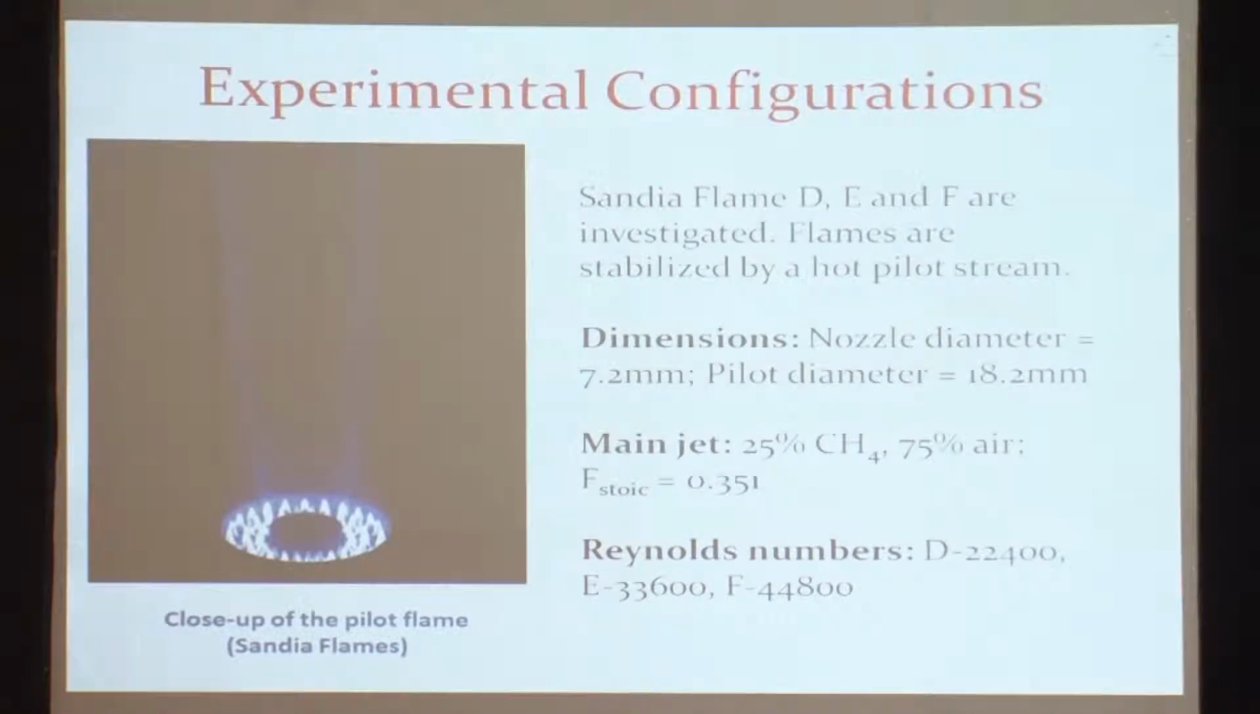So flame D is actually a very stable flame, and if you increase the Reynolds number, we are going towards extinction. Flame F gives some local extinction and reignition. So our purpose is to apply the stochastic MMC method to capture some of these phenomena.